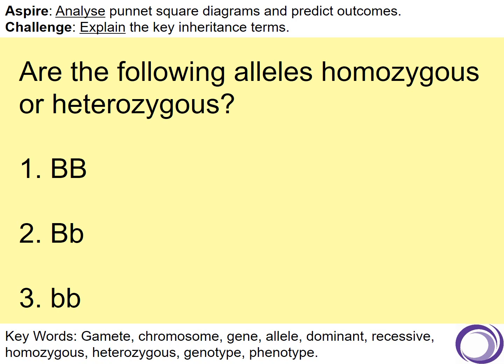Okay, so just look at these pairs of alleles, and I just want you very quickly to decide, are they homozygous or are they heterozygous? And if you think they are homozygous, can you also tell me if they are homozygous dominant or homozygous recessive? I'm going to give you 10 seconds for number one, capital B. Homozygous or heterozygous? If it's homozygous, is it homozygous dominant or homozygous recessive?